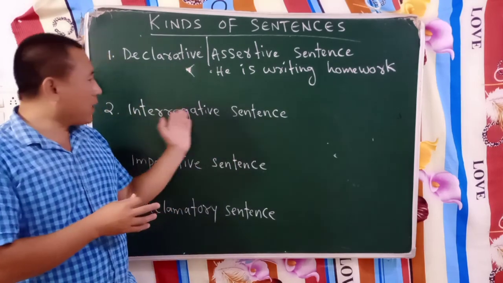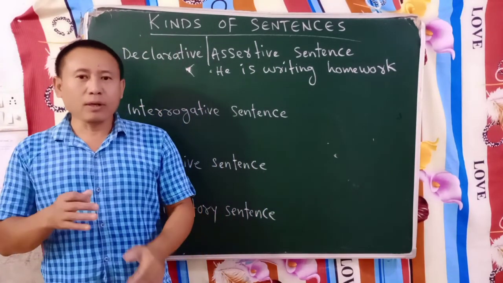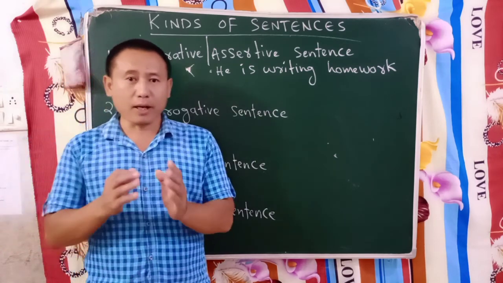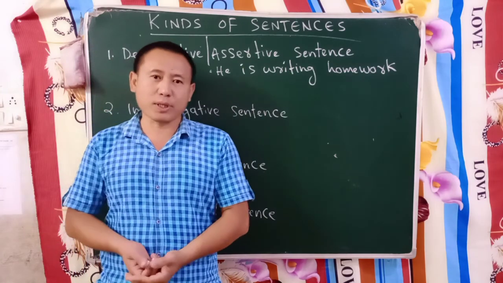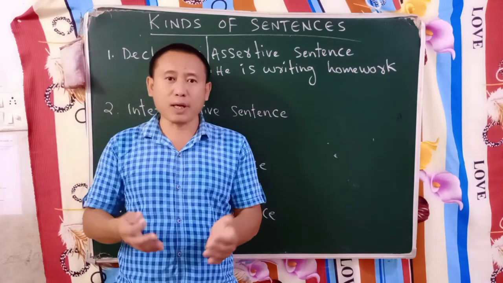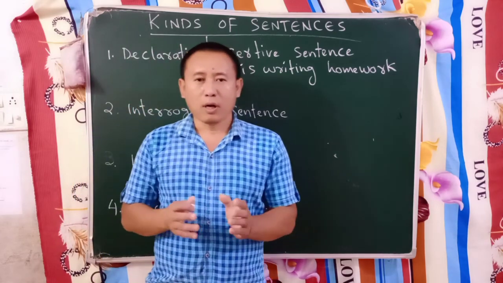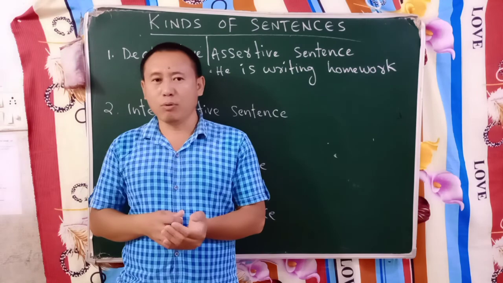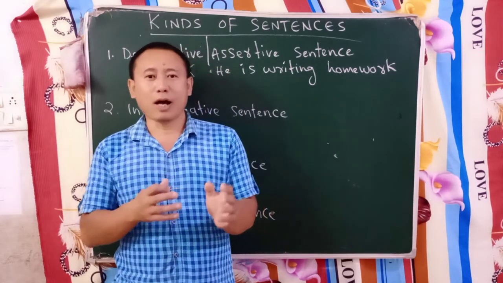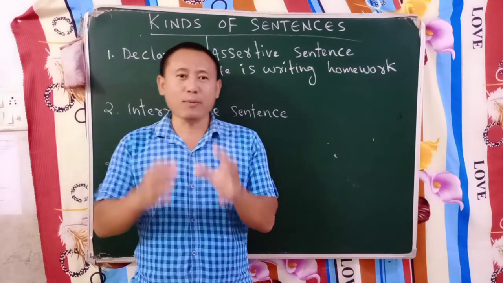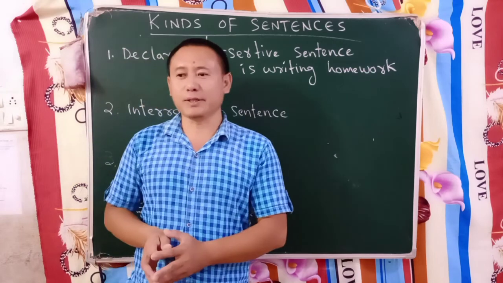Okay. Interrogative sentence. What is interrogative sentence? Interrogative sentence is a sentence that asks a question. In interrogative sentence we ask questions. How are you? What are you doing? What is your name? We ask such questions. This type of sentences we call interrogative sentence.